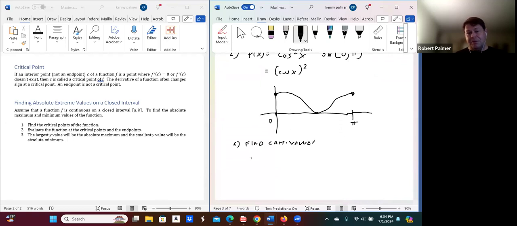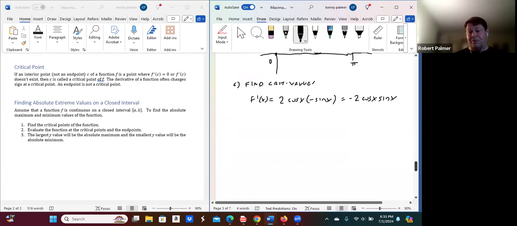So f prime of x, find the derivative. I'm going to use this version right here. Remember, the derivative of something squared is the chain rule: 2 times the something. So 2 times the cosine of x, then the derivative of cosine of x is negative sine of x. So to make it look a little better, we have negative 2 times the cosine of x times the sine of x.